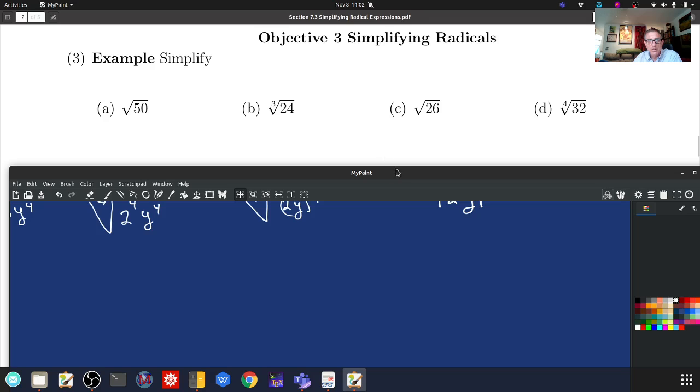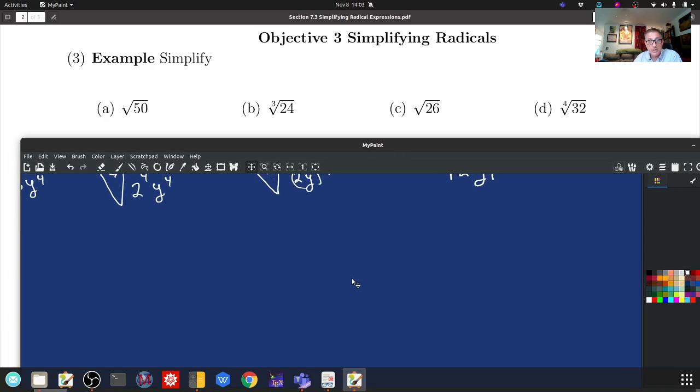So let's do some more simplifications. These simplifications are going to require some factorizations of the numbers inside them. So let's look at 3a. By the numbers inside, I mean the numbers under the radical.